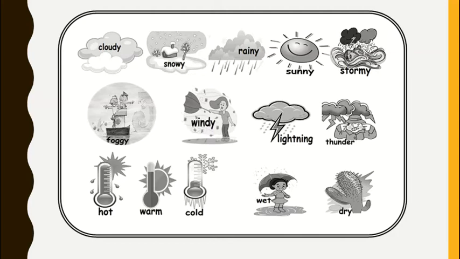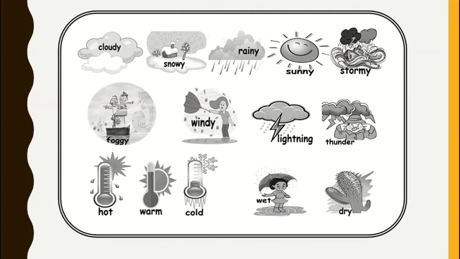Sunny, it happens when the sun is shining with no clouds around it. Stormy. Stormy happens when there is lightning and there is thunder and it's rainy. We call this weather stormy. Foggy is when there is some haze or some kind of cloud in the sky that you cannot see properly. We call this weather foggy. You cannot see properly through foggy weather.